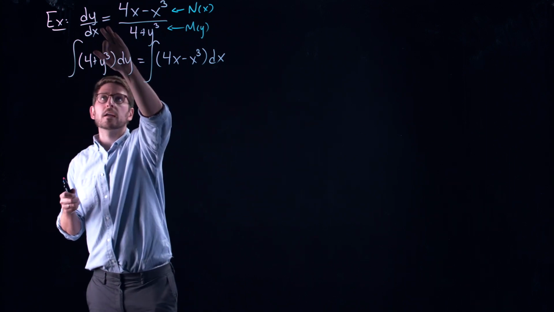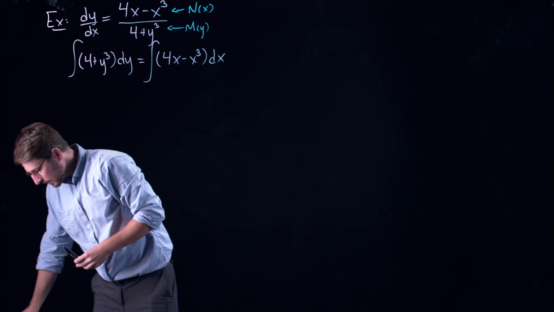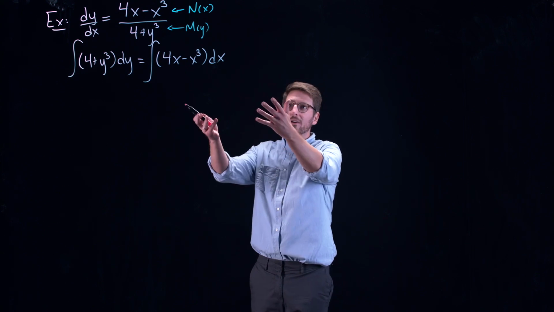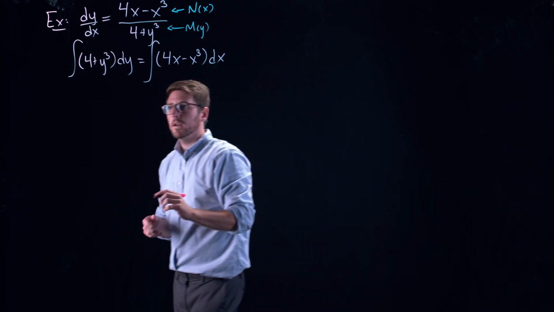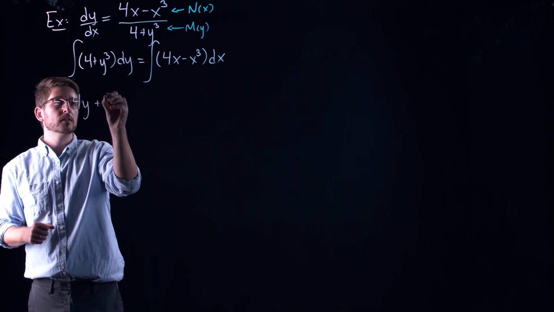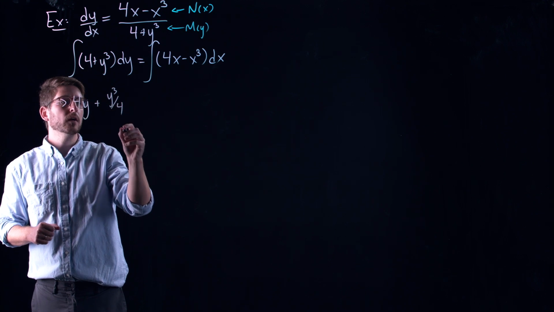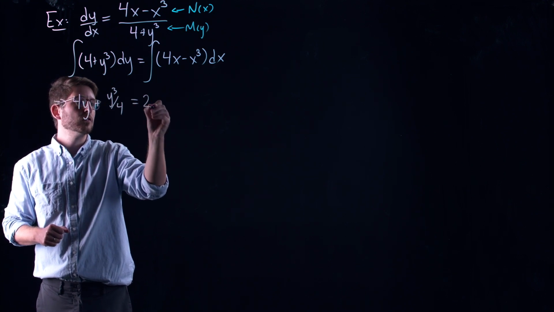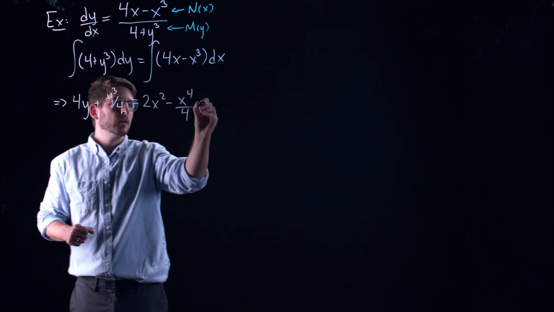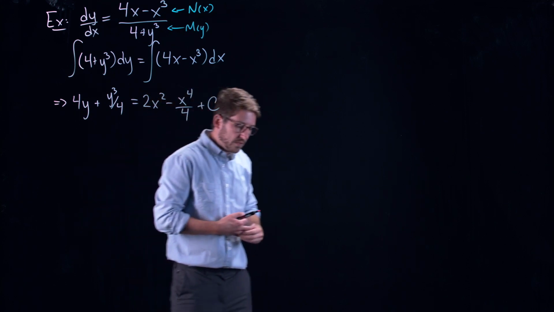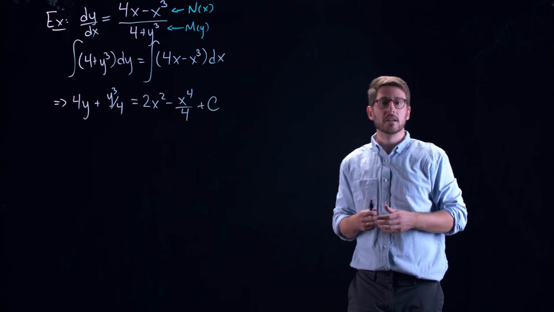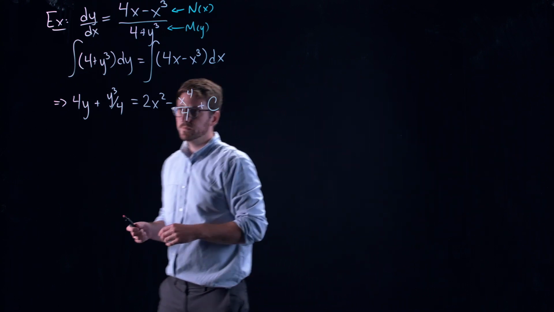But that's the advantage of using that dy by dx term and treating it like a fraction. But now, again, I've got some nice polynomials, right? Nothing is going to be too challenging for me. So I get 4y plus y cubed over 4 is equal to 2x squared minus x to the 4 over 4. Don't forget plus c. Remember, we saw the real importance of plus c on the previous example, right? Because it helps us pin down level sets here.